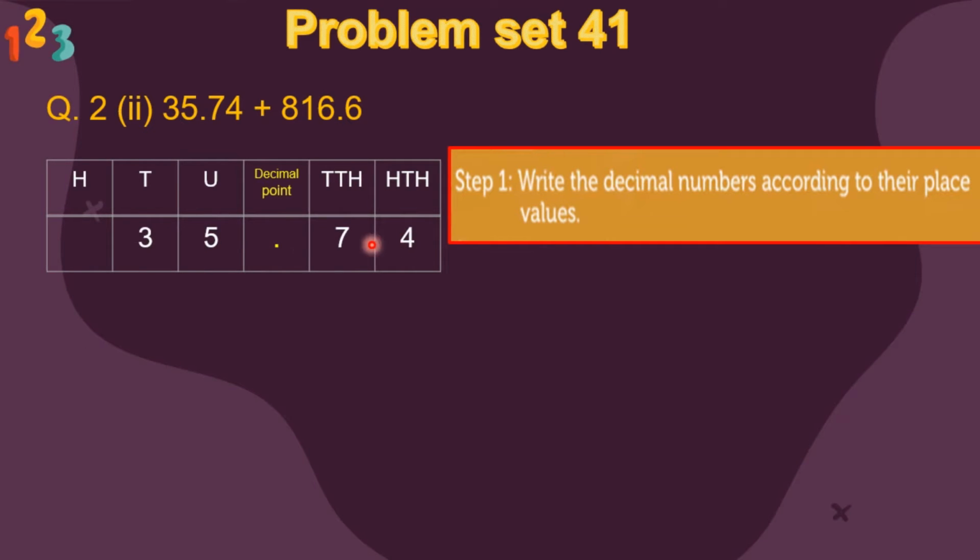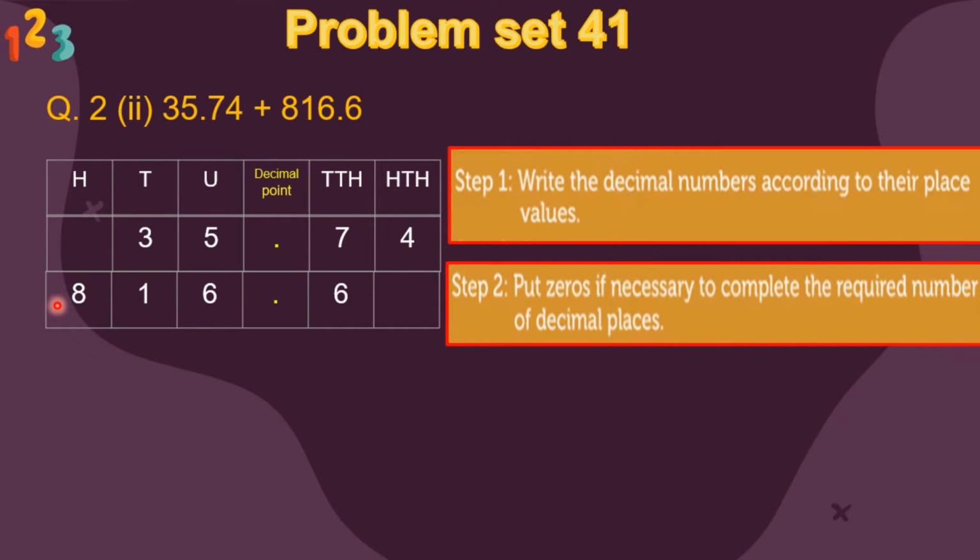So we write 35.74 plus 816.6. The second step is to put zeros if necessary to complete the required number of decimal places. For the first number, 35.74, there is no digit in the hundreds place, so we need to take a 0 in the hundreds place. And for the number 816.6, we need to take a 0 in the hundredths place. So we take a 0 here.